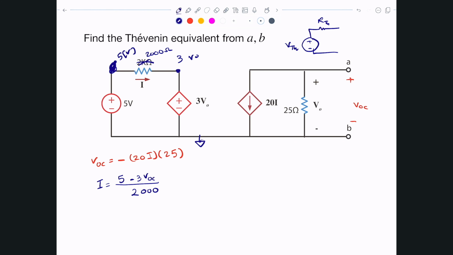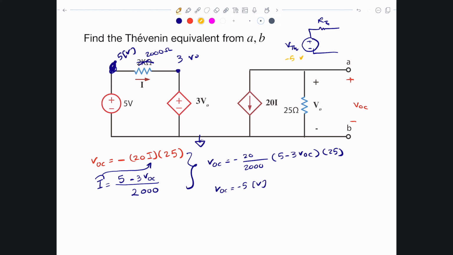Now we have two equations. All I have to do is take the I and substitute it with its value. So V open circuit is simply negative 20 times, and it's not I anymore because we are substituting it, 5 minus 3V open circuit divided by 2000, times 25. That is one equation, one unknown, and it gives me a V open circuit of negative 5 volts. That's basically my V Thevenin. So V Thevenin happens to be negative 5 volts. All right, so we found the first one.